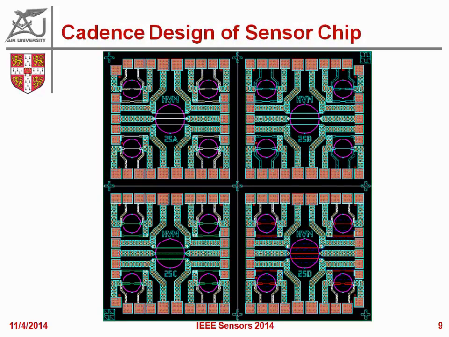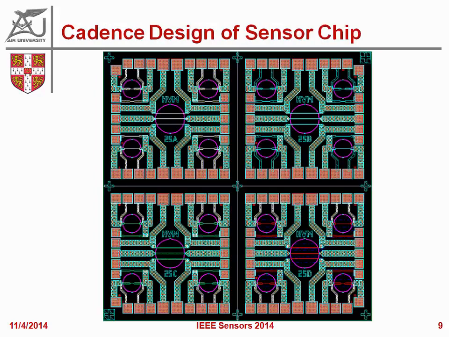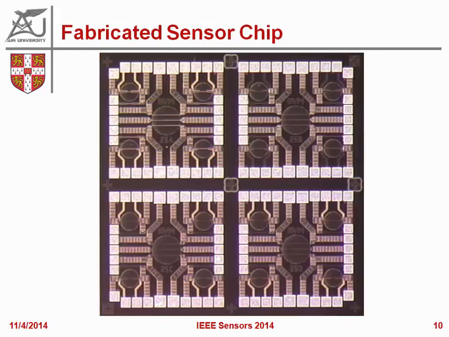This is the Cadence design of the sensor I will be presenting my results on. There's an array of sensors on this 4 by 4 millimeter chip, with 50, 100, 150, and 200 micrometer long thermal hot films on 250 micrometer membranes. And this is an actual fabricated chip. That was the Cadence design, and here we have the actually fabricated one.